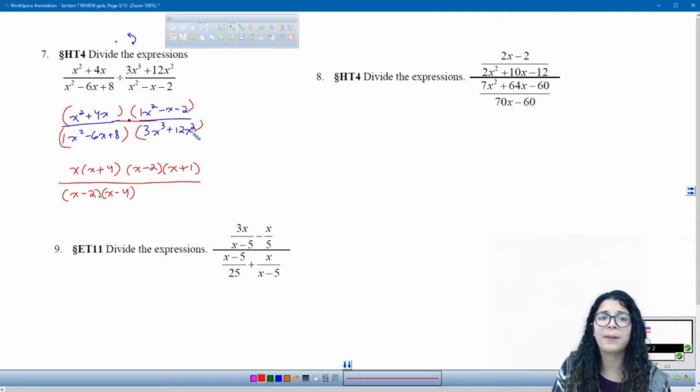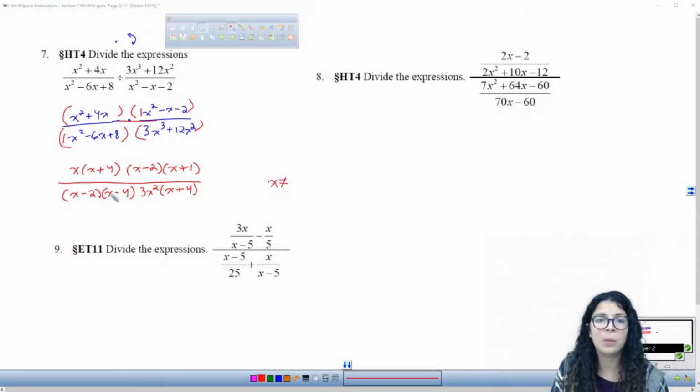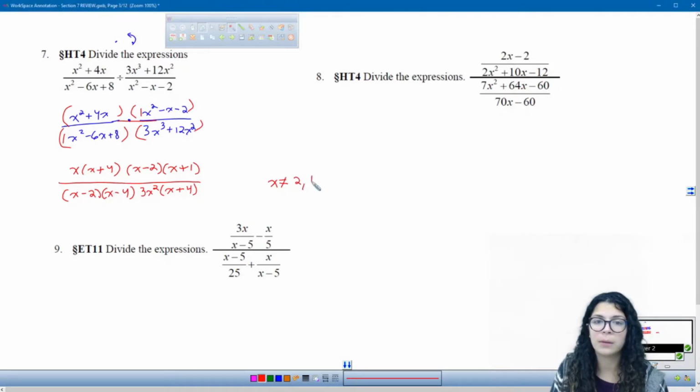And then lastly, I could factor out 3x squared from both of these. So if I factor out 3x squared, that will give me x plus 4. All right, before I continue, I need to write my excluded values, right? x cannot equal 2, or 4, or 0, or negative 4.